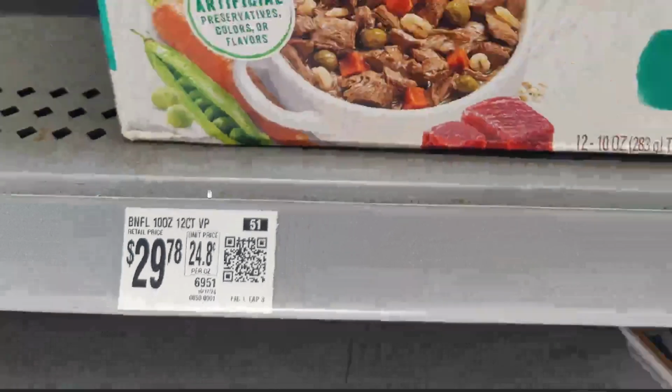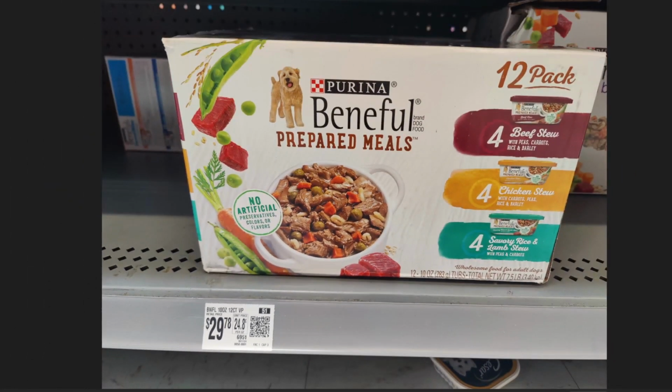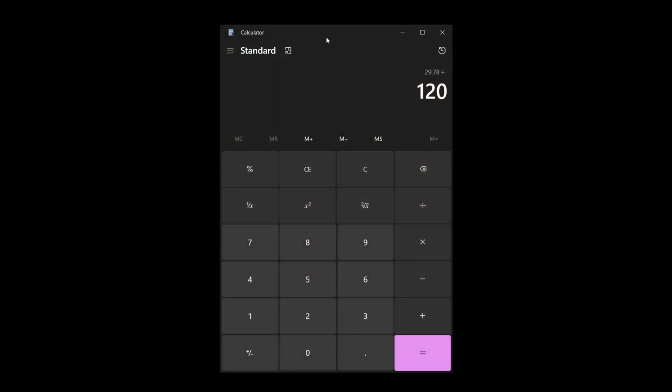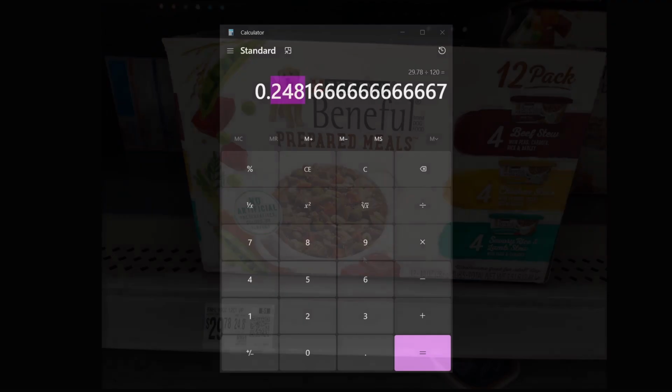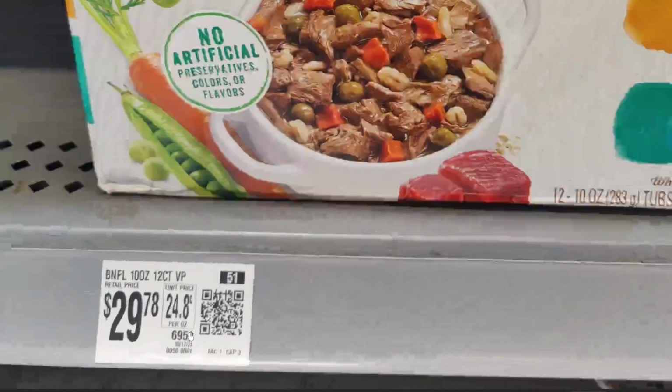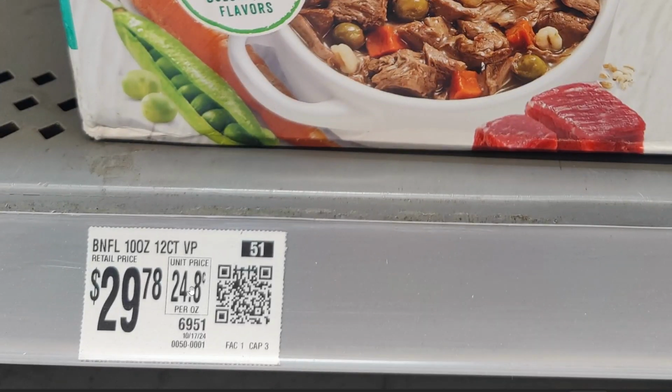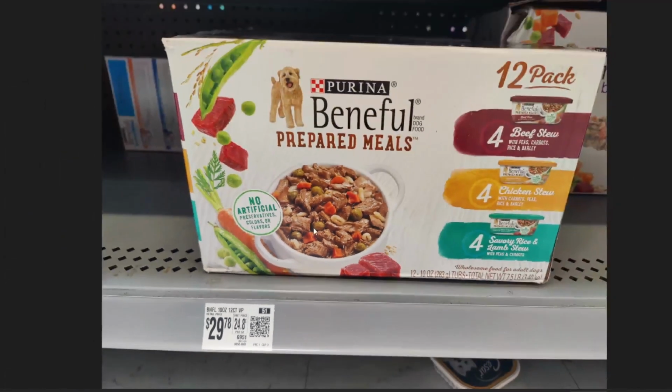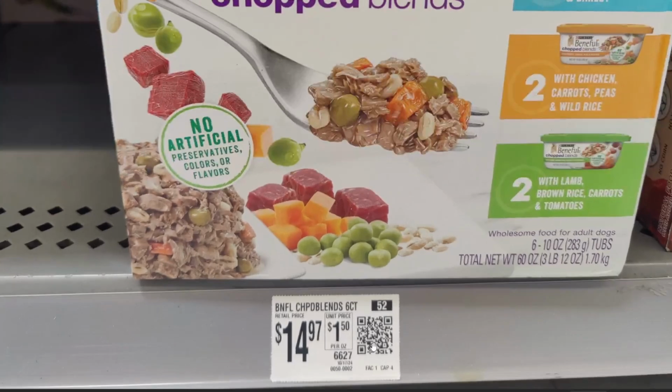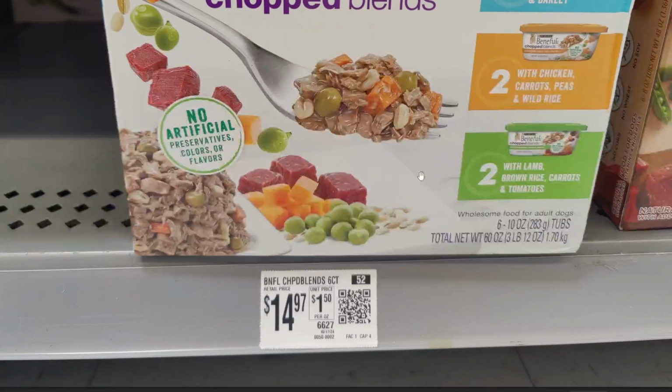I don't know why it says 100 ounce, but whatever. We're going to go with what it says on the box, and that is the total of $29.78 divided by 120 ounces, and that is exactly, yeah, you got 0.248, and if you look at the price here, 24.8. So that adds up. This one does not.